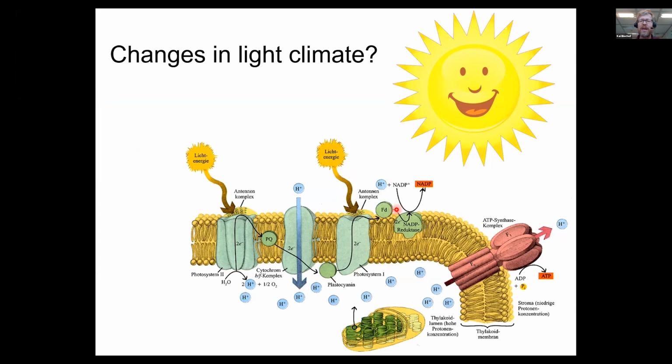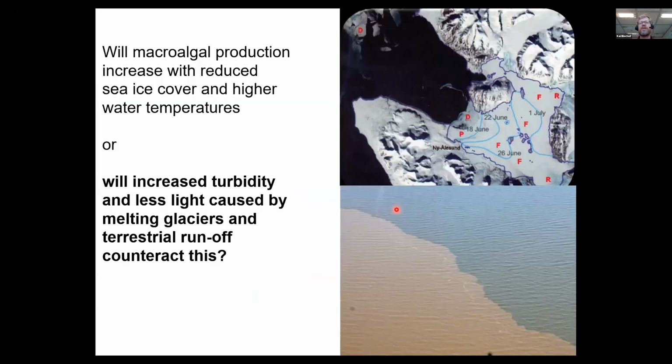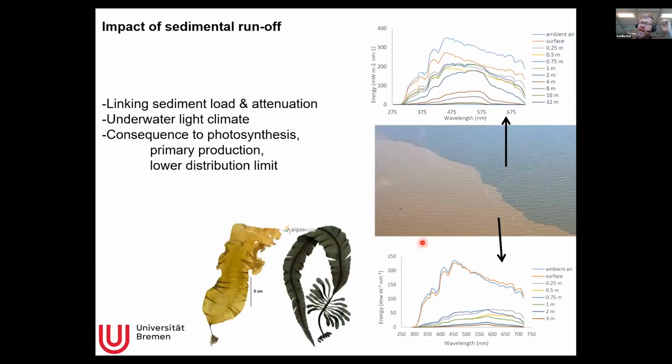Light is driving photosynthesis, so therefore it's important to think about the light climate. The question is, of course, will macroalgal production increase because there's less sea ice? With higher water temperatures, we have less sea ice, so maybe more light will penetrate into the water. Or will macroalgal production become less because with higher temperatures we have more terrestrial runoff, more melting snow, and this provides more sediment into the water column? This is actually a question we were investigating last summer.